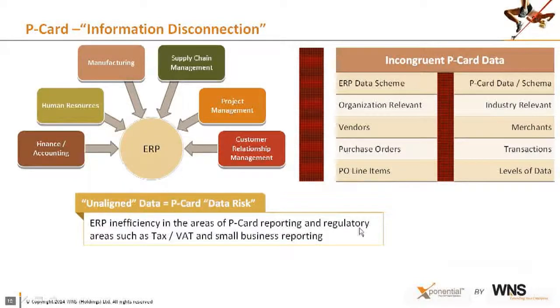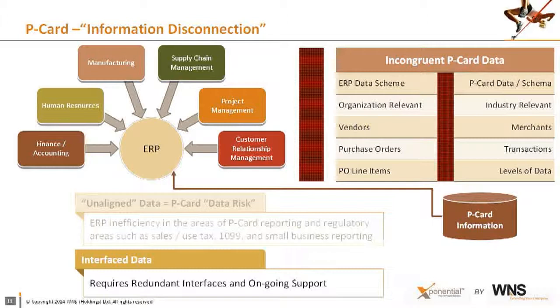In addition, we have this concept of incongruent data. Within your ERP, you have things like organizations, and speaking specifically about SAP in this case, you have vendors, SAP vendors. You have purchase orders. You have the line items of the POs. But out in the P-Card industry, you have merchants, which is the equivalent of your vendors. You have card transactions, which can be a representation, again, of your POs. And then the levels of data on those card transactions represent your PO line items. So you have this incongruency. You've got this data in those two environments, and how do you match them up?